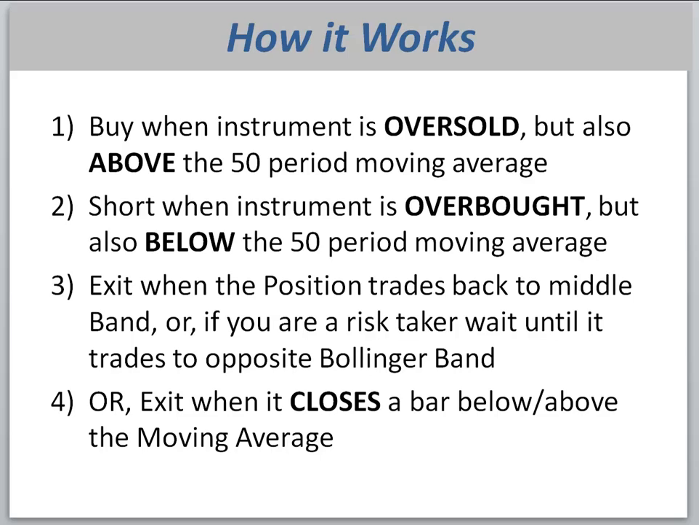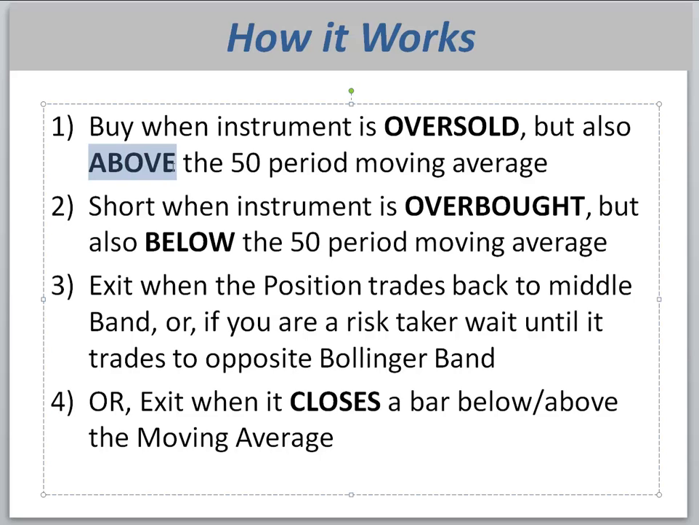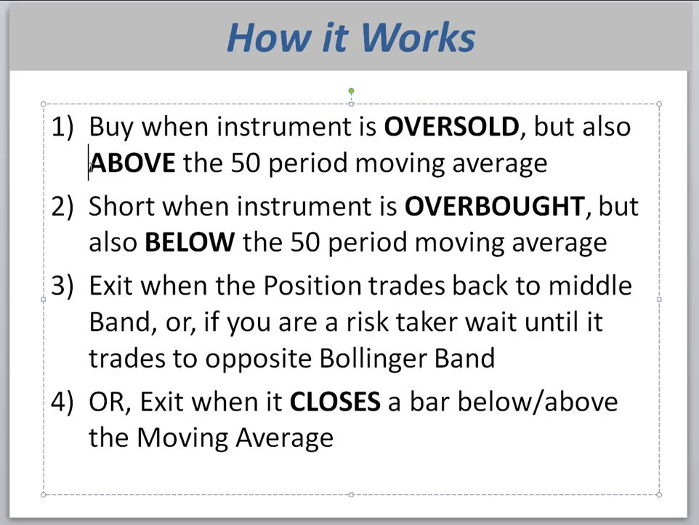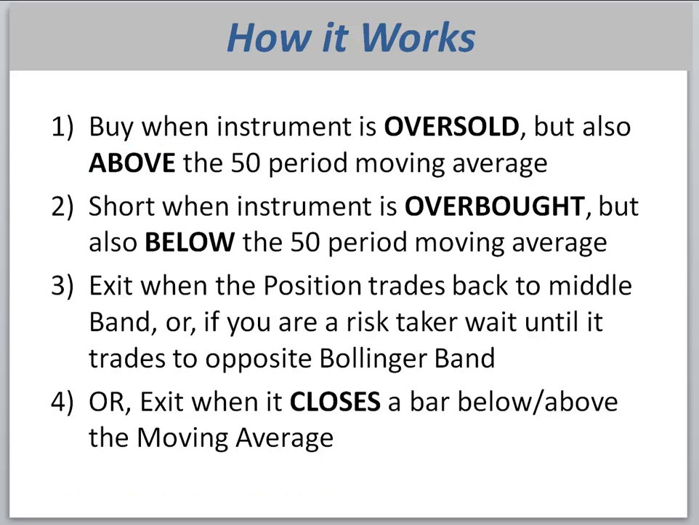So we're going to be buying when our instrument is oversold, but it also has to be above the 50-period moving average. Why do we want it to be above the 50-period moving average? Because it shows that the trend is still there. We're still buying with the trend. Make the trend our friend. Similarly, we're going to be shorting when an instrument is overbought, but it's also below the 50-period moving average. So we're buying when something's oversold and shorting when things are overbought, but as long as the momentum's there.